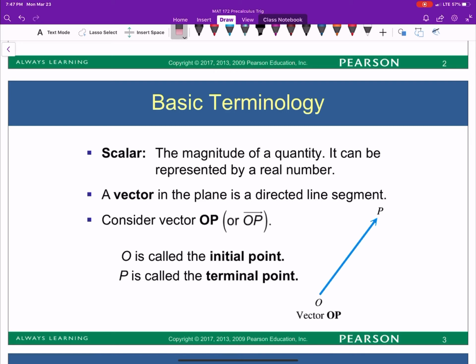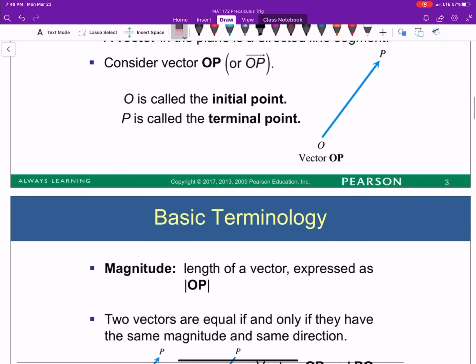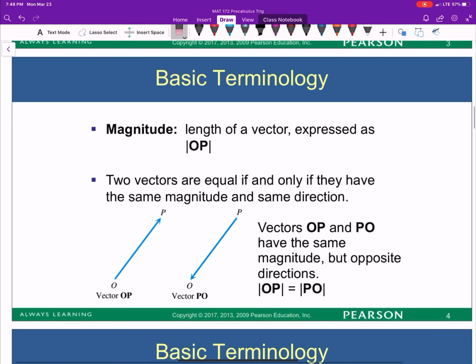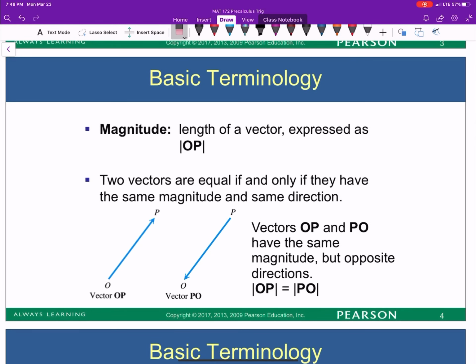So, if you notice, on here they bold vectors. But since you can't really bold a vector when you're writing it, you can just use OP with the direction of the line segment above it. So keep in mind that the initial point is O and the terminal point is P. So we have some more basic terminology.